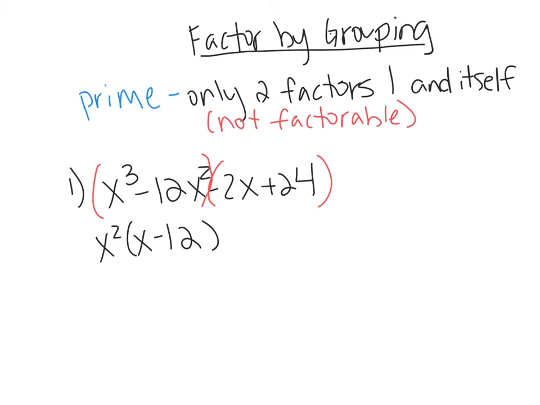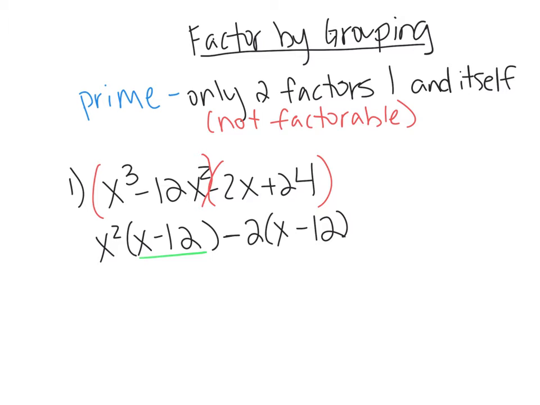So let's look at the second parentheses. I have a negative 2x plus 24, and 99% of the time, factor out the negative. So 2 and 24, we can divide both of those by 2, so our GCF is 2, so I'm going to factor out the 2. Negative 2 times what will get me negative 2x? I'm just missing the x. Negative 2 times what will get me 24? That is negative 12.